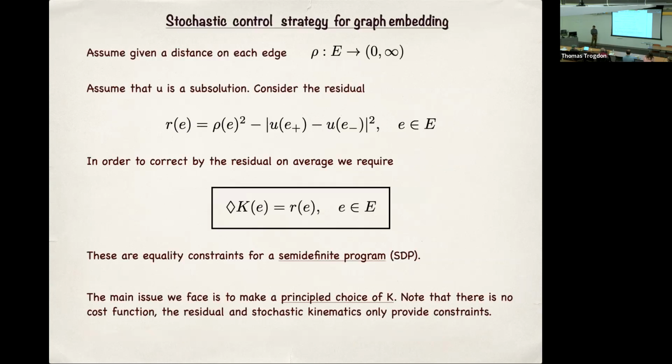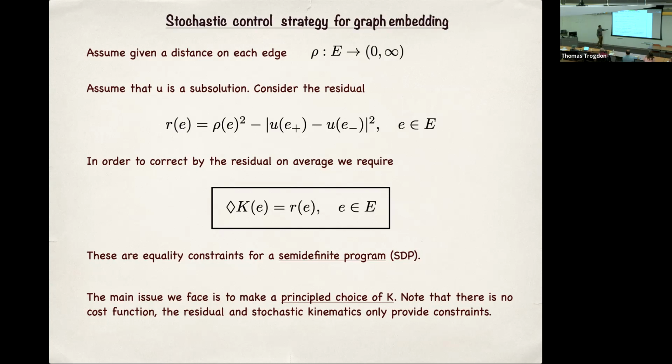Okay, so here's the control strategy. The control strategy is, in some sense, a stochastic version of what one would do with something like conjugate gradient. So you have a sub-solution, and if you've got a sub-solution, you have a residual. What you want to do is choose your covariance so that on average, you correct by the residual.